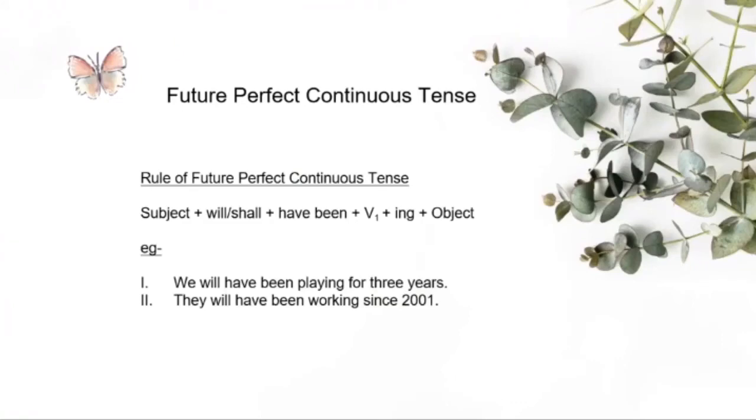Next is, children, future perfect continuous tense. Now the rule of the future perfect continuous tense is subject plus will or shall plus have been plus first form of the verb plus ing plus object. For example, we will have been playing for 3 years. They will have been working since 2001.